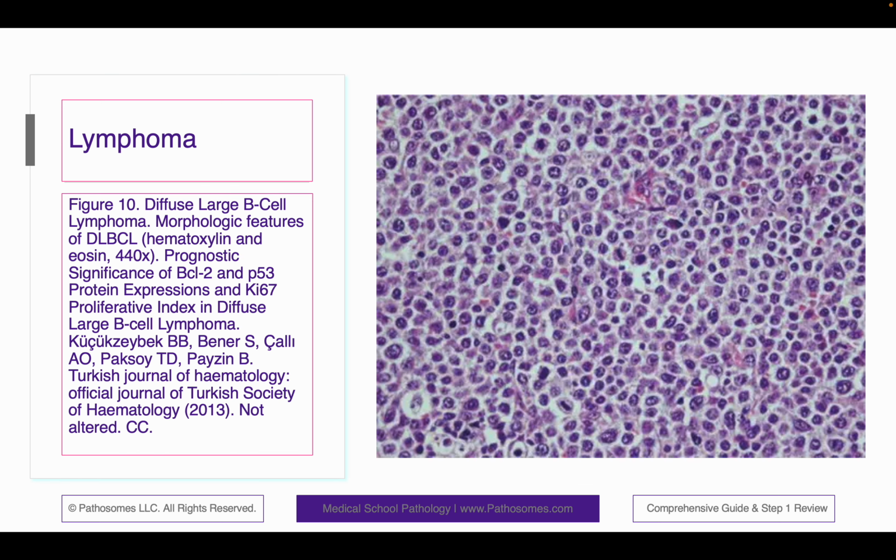Now here we're seeing diffuse sheets of cells that are large with various morphology. This is diffuse large B-cell lymphoma. Note that there are prognostic factors associated with diffuse large B-cell lymphoma, which include p53 and BCL2. Also keep in mind that diffuse large B-cell lymphoma has a high Ki67 proliferation index.